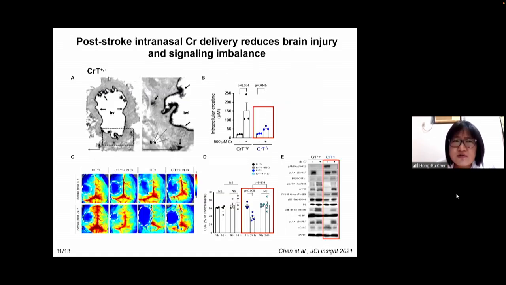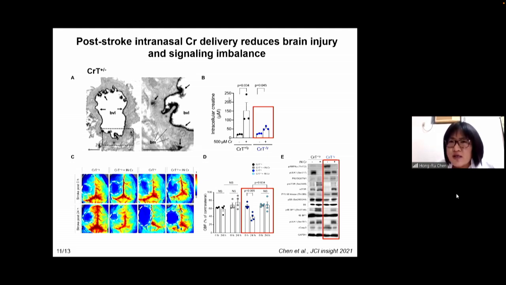To answer this question, we use the creatine transporter heterozygous mice, in which we inserted a lacZ cassette into a knockout allele. By using a lacZ antibody, we can detect the creatine transporter location. Using the electron microscope, we use the lacZ antibody to detect the creatine transporter location. As you can see here, the creatine transporter is highly expressed on the blood vessel. This further supports our hypothesis that intranasal creatine delivery can bypass the BBB and quickly get into the brain.